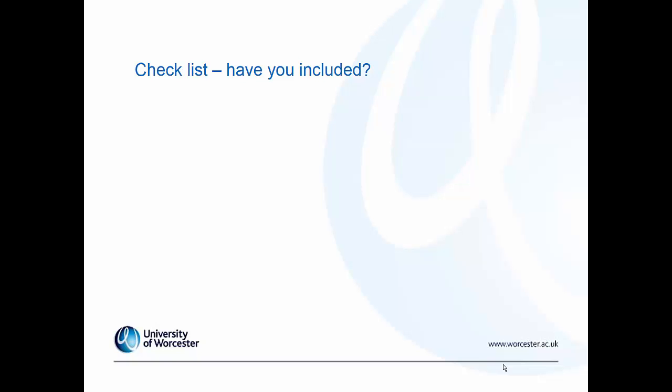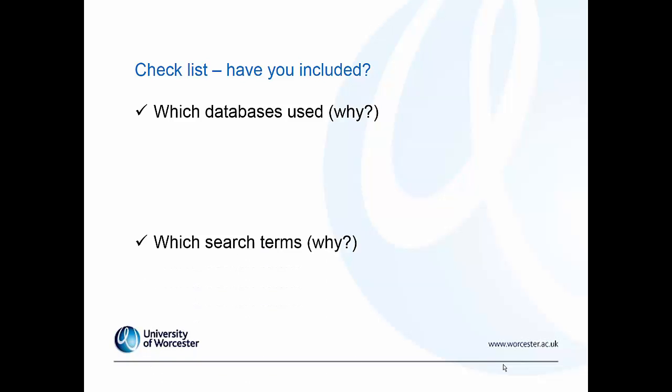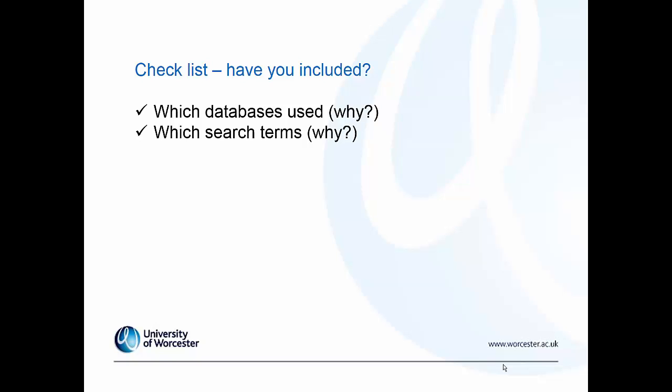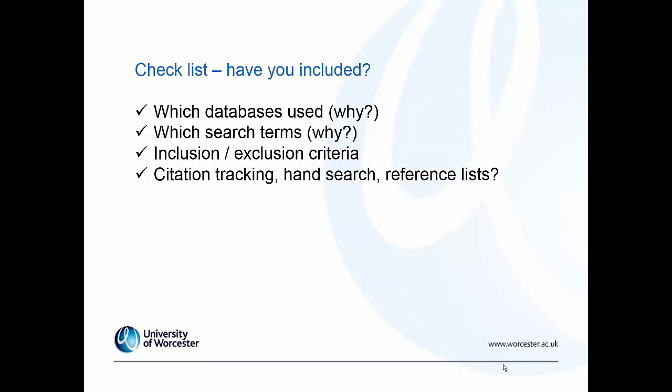So here's a checklist. Have you included these things? Which databases did you use and why? Which search terms did you use and why? Describe truncation. Which inclusion, exclusion criteria were used and why? Did you do citation tracking, a hand search, reference list checking, like we described earlier on?